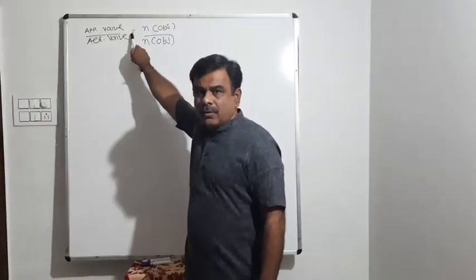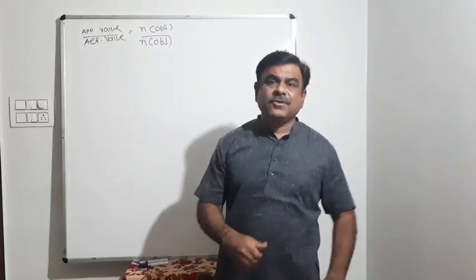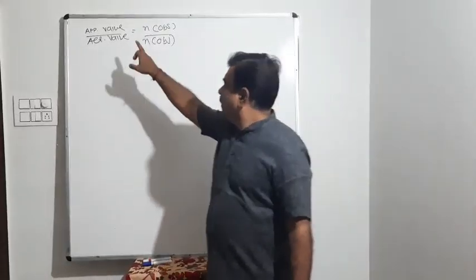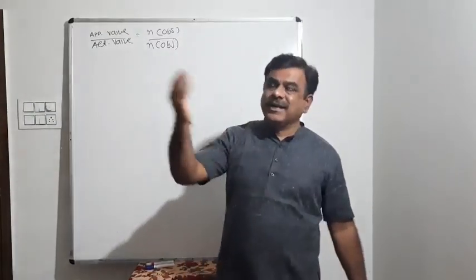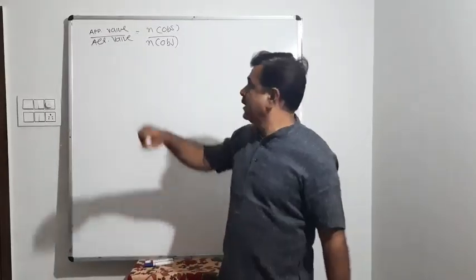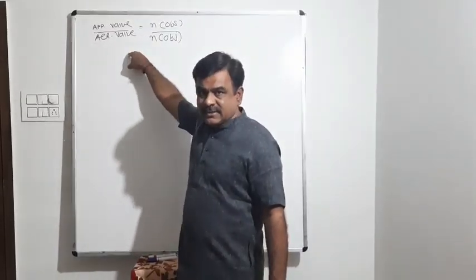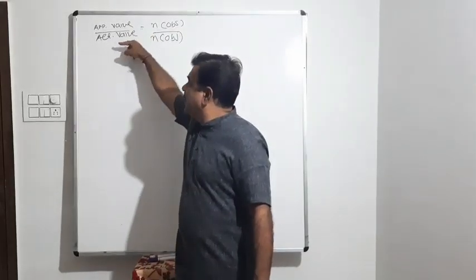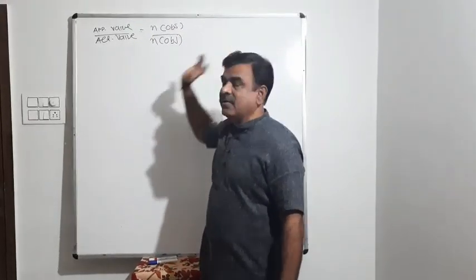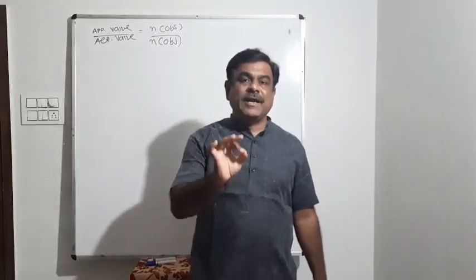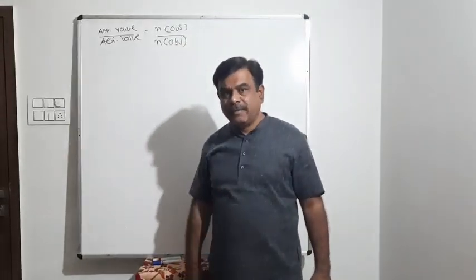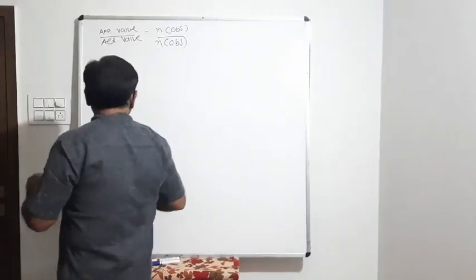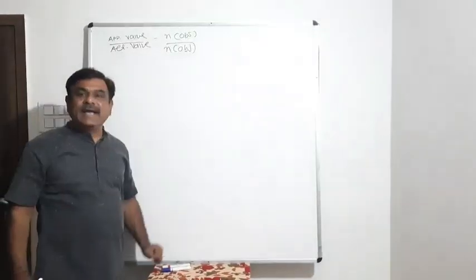When I say apparent value, this value can be height, depth, thickness or velocity by actual value, like apparent velocity by actual velocity. When you are observing an object from a different medium, apparent velocity will also be different. Or apparent thickness of medium by actual thickness, apparent depth by actual depth, apparent height by actual height is equal to n of observer by n of object. N of observer means refractive index of medium where the observer is, and n of object means refractive index of medium where the object is.